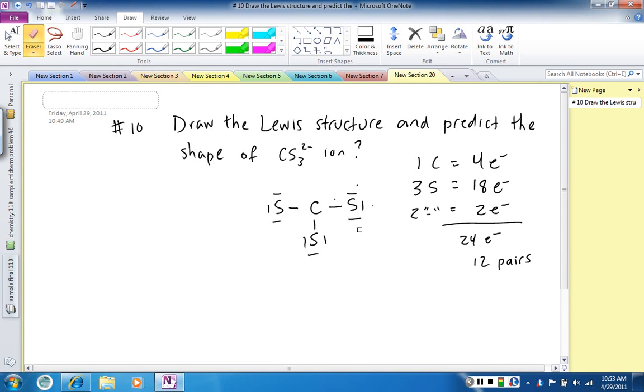The next step is to make sure that every atom has an octet, and you can see that your sulfurs have each got octets. They've each got 8 electrons, or 4 pairs around it, but the carbon in the middle only has 6 electrons, or 3 pairs. So we're going to have to move one of these electron pairs into a double bond, which will give us a slightly different structure.